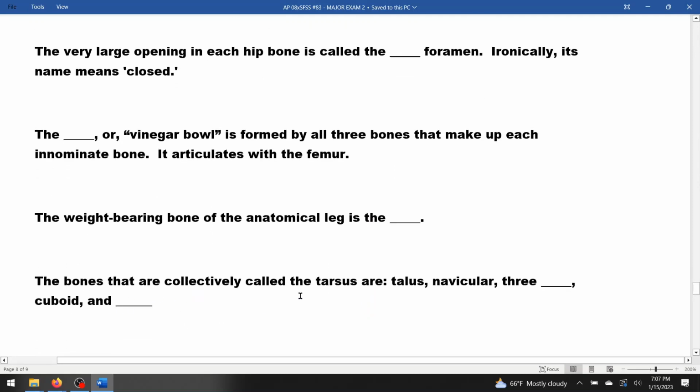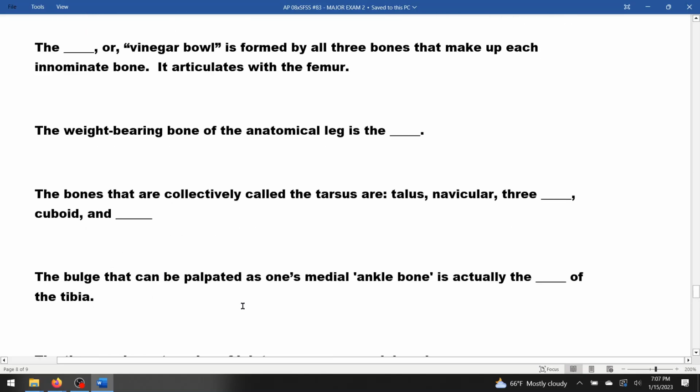The bones that are collectively called the tarsus, that would be the ankle bone, sort of. More correctly, it's the tarsal bones. Talus, navicular, cuboid. All right, what are the other ones here? Well, calcaneus would be the heel bone, it's missing, and 3 cuneiform bones, the medial, intermediate, and lateral cuneiform. So talus, navicular, 3 cuneiform bones, cuboid, and calcaneus.